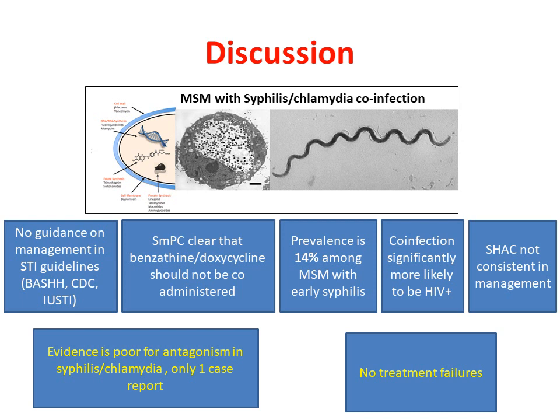In summary, there is no guidance on simultaneous treatment of chlamydia and syphilis co-infection with benzathine and doxycycline, although the summary of product characteristics are clear that we should avoid simultaneous treatment. There is only one case report in the literature of an HIV-negative MSM developing symptoms and signs of neurosyphilis after simultaneous treatment. What we found was that 14% of MSM with early syphilis were simultaneously diagnosed with chlamydia, and these were more likely to be HIV positive. Our management, unfortunately, was not consistent. 8 received simultaneous treatment, but there were thankfully no treatment failures.